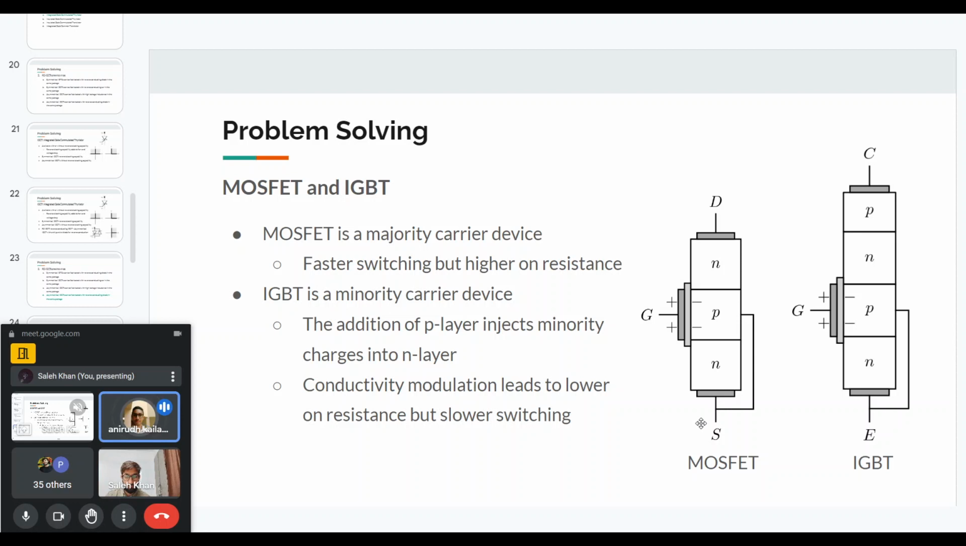Minority carriers reduce the resistance because of the addition of charge carriers. The resistance is reduced, but the switching time actually increases because it takes time to inject these minority carriers, and when we want to turn off, we will have to remove these minority carriers. So it takes more time. The switching time is increased, so that means we cannot go to very high switching frequencies because the switching losses will be higher. So in minority carrier devices, the conduction loss or the on resistance is less, but the switching losses are more.